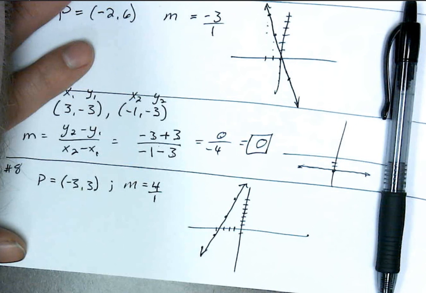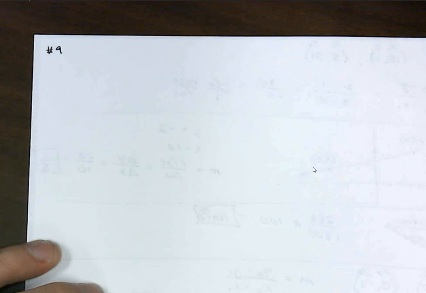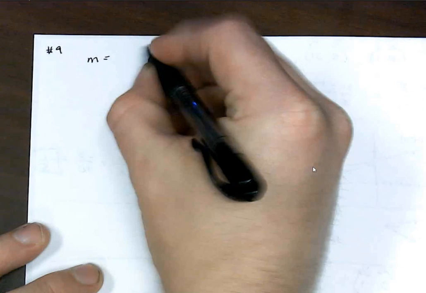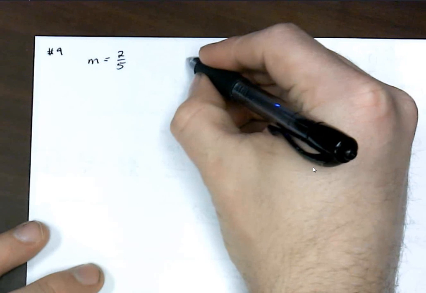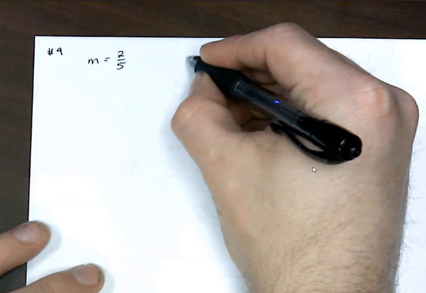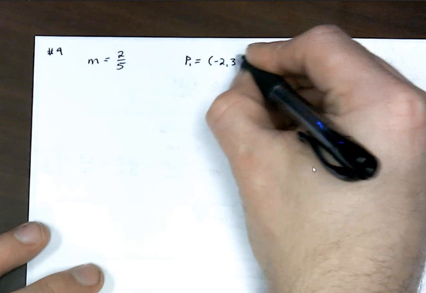Alright, number 9. Draw the graph of the two lines with the given properties on the same rectangular coordinate system. Both lines are going to have a slope equal to 2 over 5. Up 2 over 5, right? One line is going to pass through, so we'll call this P1 for the first line, the point (-2, -3). And then the other line, we'll call it P2, is going to pass through the point (3, 2). Alright?